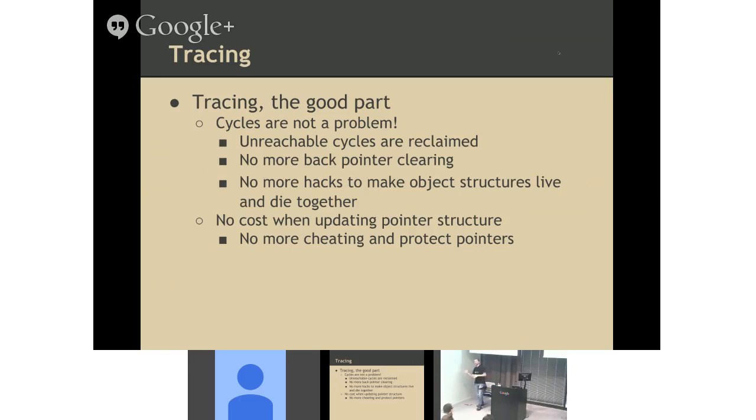Good. So no more backpointer clearing, no more hacks to represent cyclic structures. And we don't need to do the cheating. And I'll talk more about that. But with a tracing garbage collector, one of the things that's in the root set is the stack. So every pointer that's on the stack will be found by the garbage collector and will be kept alive. So the protect pattern that we have right now will be gone, because using a raw pointer on the stack will no longer be cheating, because the garbage collector will know about those pointers and those objects will be kept alive.